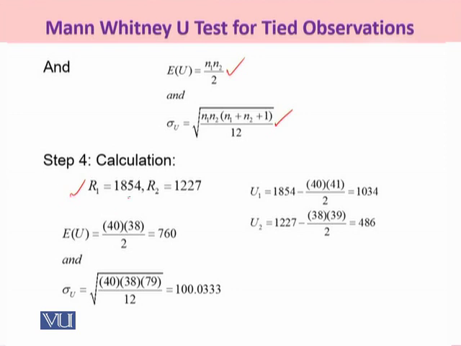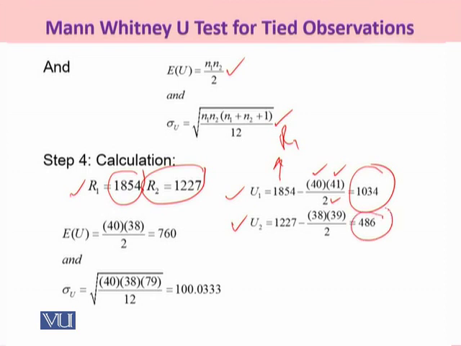I've got the rank sum for the first population sample as 1854, whereas the rank sum for the second data is 1227. Once I have done that, I would have to calculate U1 and U2. So for U1, students, look, you have R1 minus N1 N2 divided by 2. So I've got 1034 as the final value of U1. Similarly, I've calculated U2 and the value obtained is 486. Now I'm going to use this U1, U2 to follow the Z test.